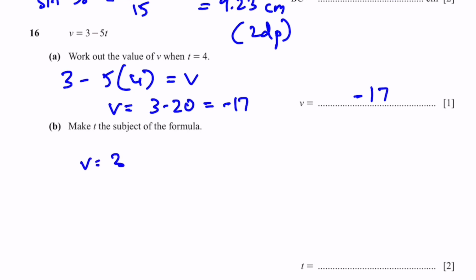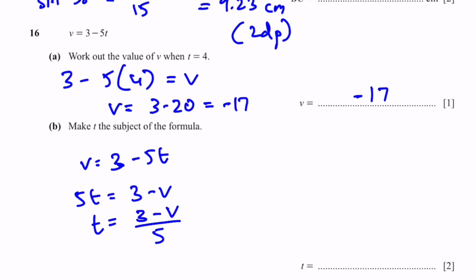B. Make t the subject of the formula. So V equals 3 minus 5t. That means 5t equals 3 minus V. And t is equal to 3 minus V by 5. That's the answer.